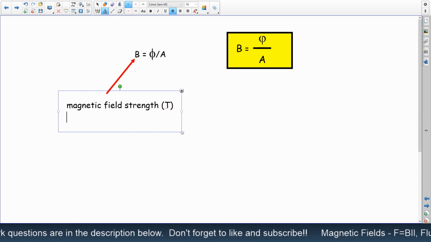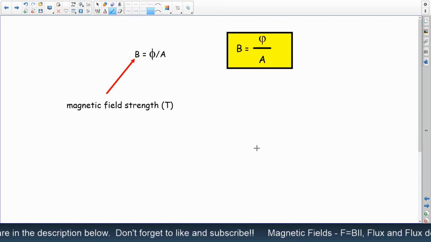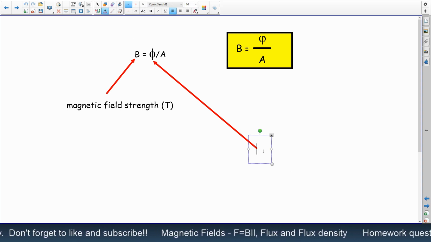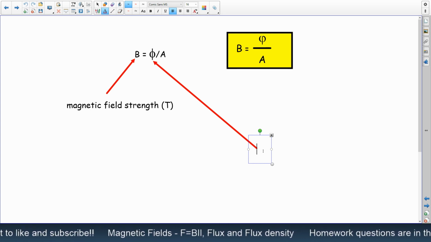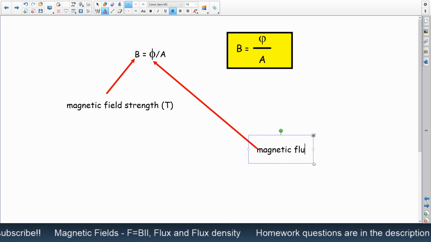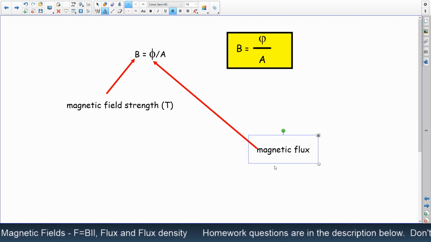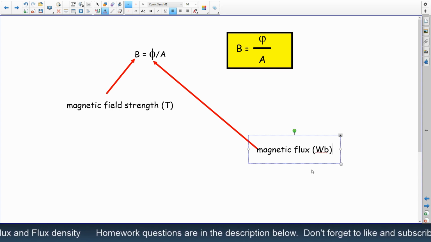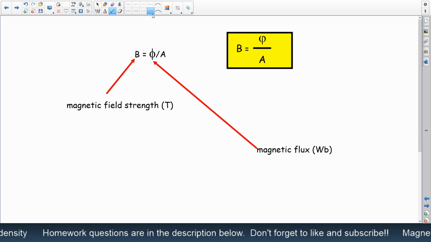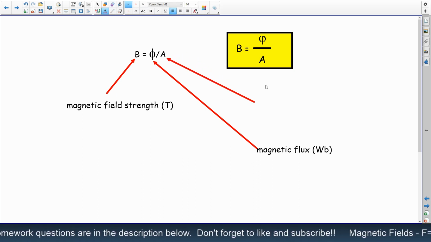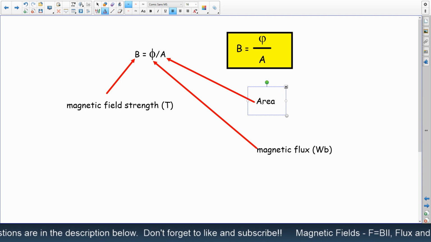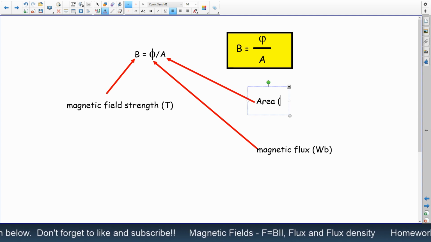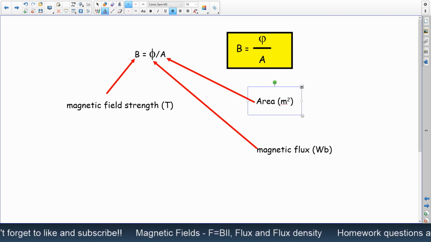Phi is the number of field lines that we get. Now we can't just call it the number of field lines, we give this a special name. We call this magnetic flux. So magnetic flux is the number of field lines you get, standardized in terms of Webers, and it's measured in Webers. And A is the area over which your magnetic flux is flowing through. So what's the area that your lines are traveling through? That's measured, as usual, in meters squared.